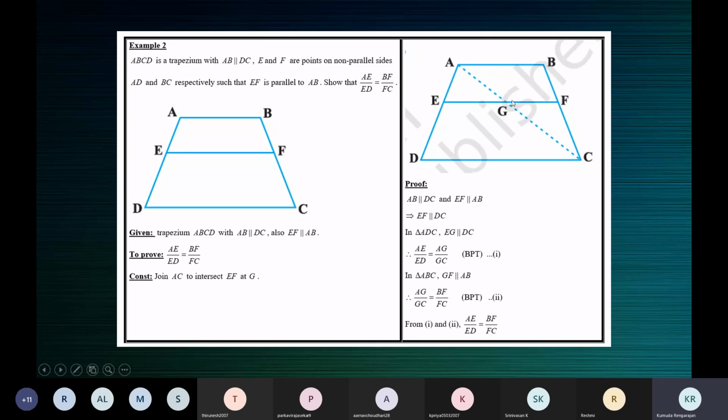In triangle ABC, GF is parallel to AB because GF is a part of EF. So since EF is parallel to AB, GF is parallel to AB. So what's the result by BPT? CF by FB is equal to CG by AG.